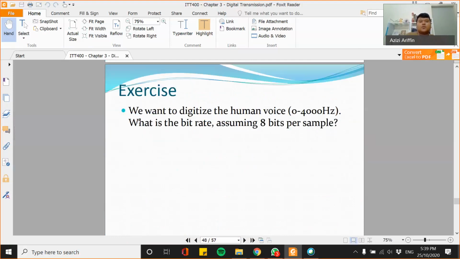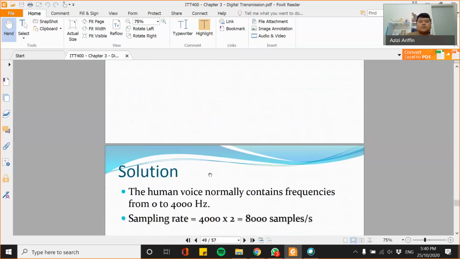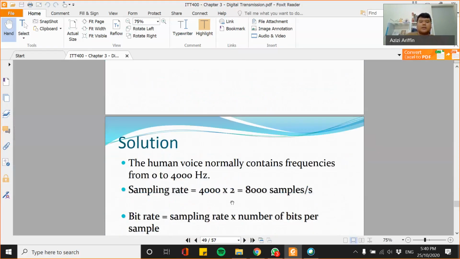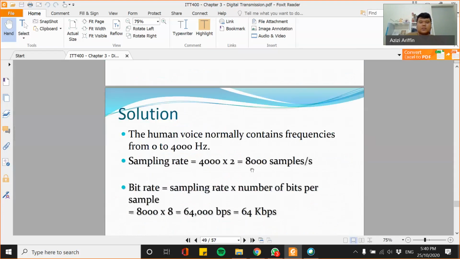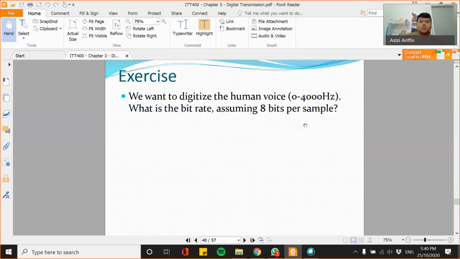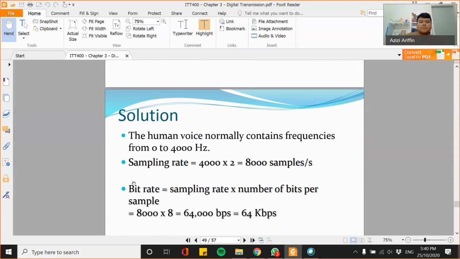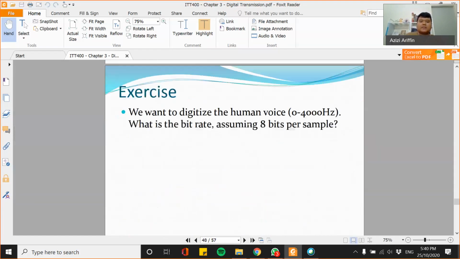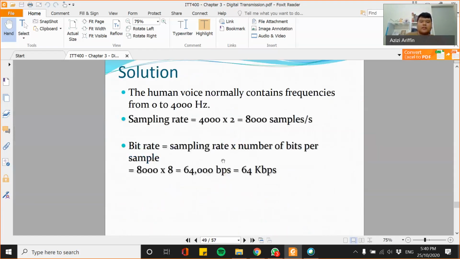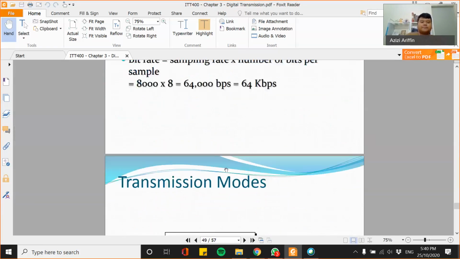Okay, so if we want to digitize the human voice 0 to 4000 Hz, so what is the bit rate? So assuming 8 bit per sample, so kita dapat dia punya ni tadi. So 4000 highest tu, kita darab dengan 2. So kita dapat 8000 samples kan. So ni Nyquist. Okay, the highest frequency kita darab dengan 2. So kita dapat 8000 samples. So untuk dapatkan bit rate, so kita dapat daripada sampling rate tu, okay, so kita darab dengan 8 tadi, 8 bit per samples. So we get 64,000 bit per second, dan we convert kepada kilobits. So 1, 2, 3, so kilobit. So 64 kilobit per second, right?